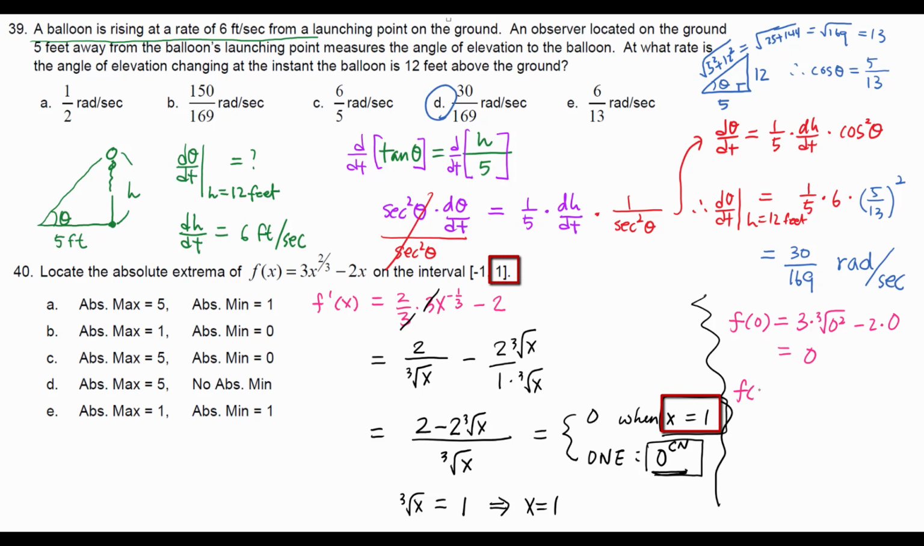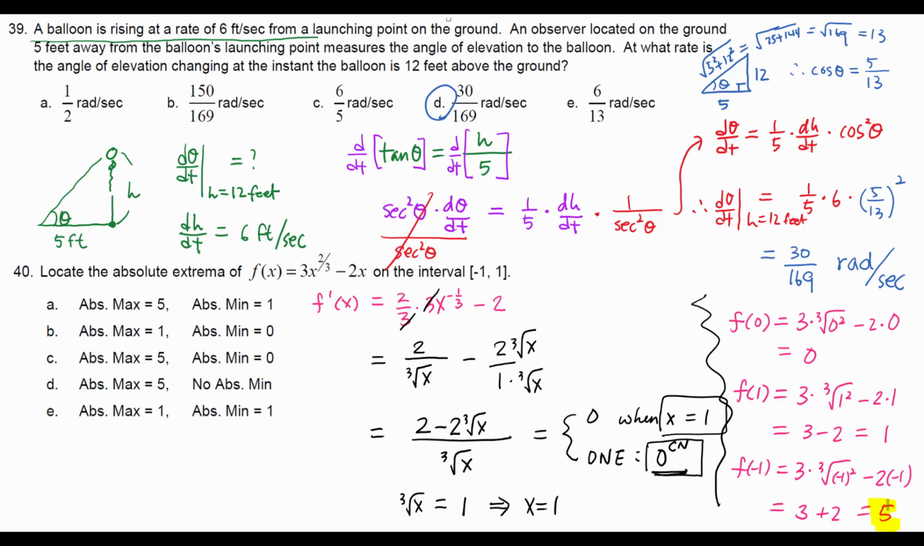And f of 1, another critical number, and at the same time one of the endpoints, is 3 times the cube root of 1 squared minus 2 times 1, which is 3 minus 2, which is 1. F of -1 is 3 times the cube root of (-1) squared minus 2 times -1. So I get 3 plus 2, which is 5. Absolute maximum is the largest of the three, which is 5.